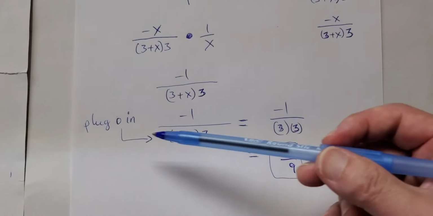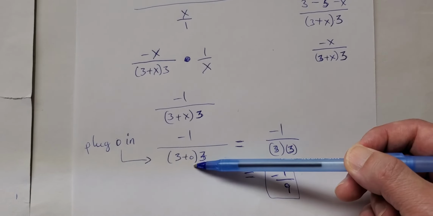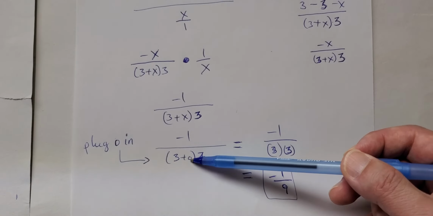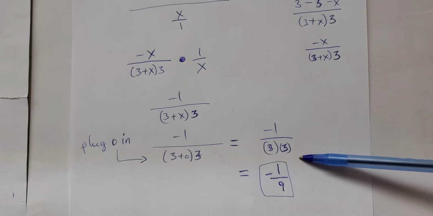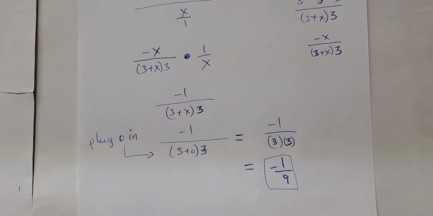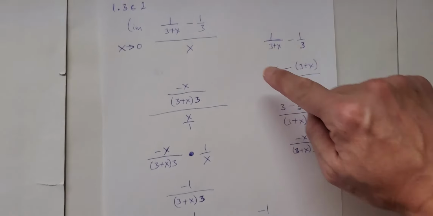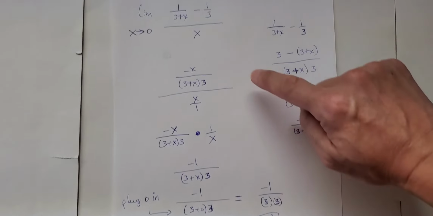Now plug in 0. Plug 0 in. And then I get negative 1 over 3 plus 0, which is just 3. 3 times 3 will give me 9. So negative 1/9. So this is the answer to this problem.